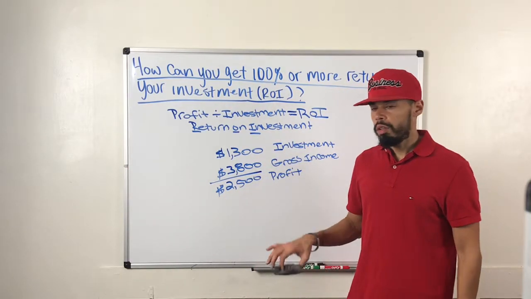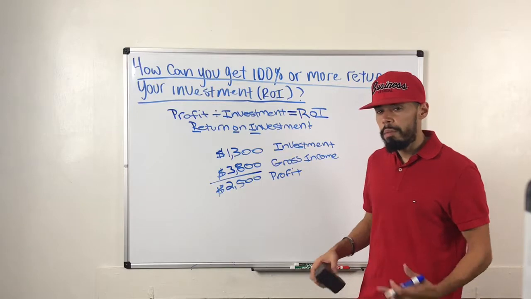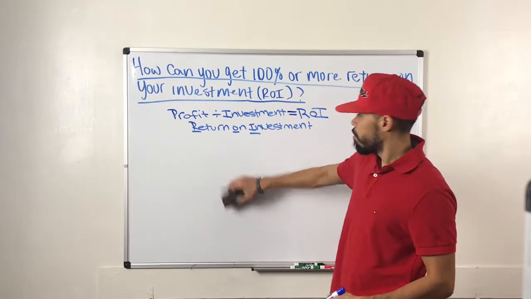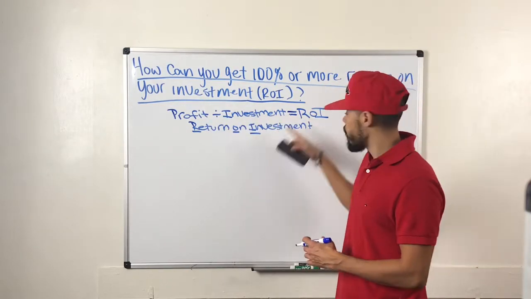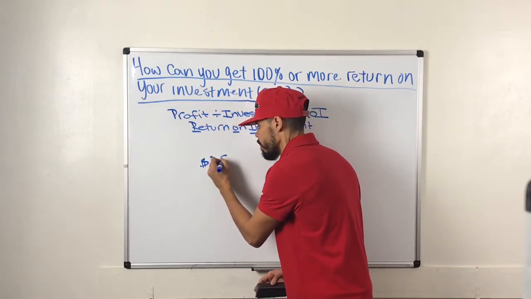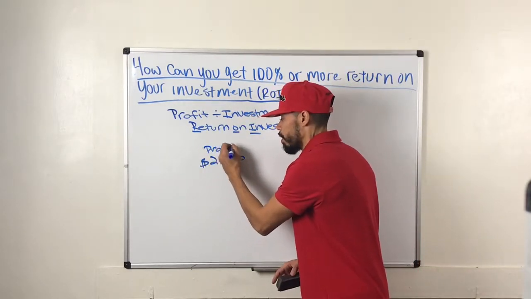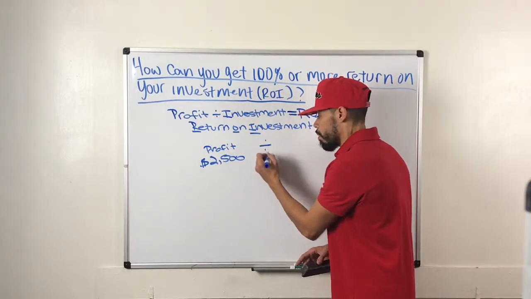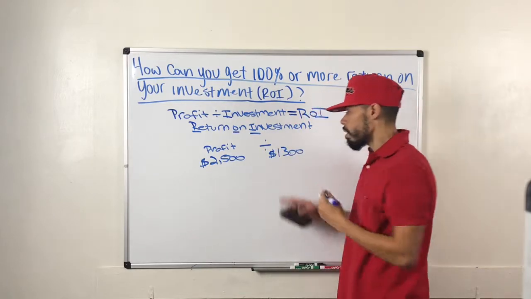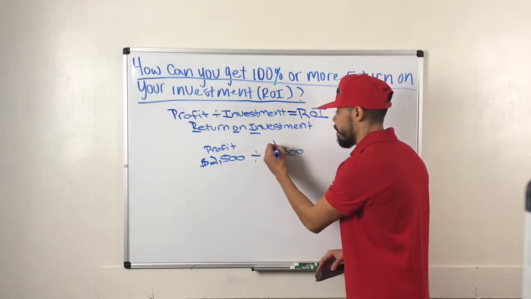So now we have to know how much was the return on our investment. How much did our money really make for us? This is how we do it. Remember the formula is profit divided by investment equals ROI. So we already know our profit was $2,500, right? Profit. Now we're going to divide the profit by the investment. The investment was $1,300, right? Let me put this in the middle. By investment.